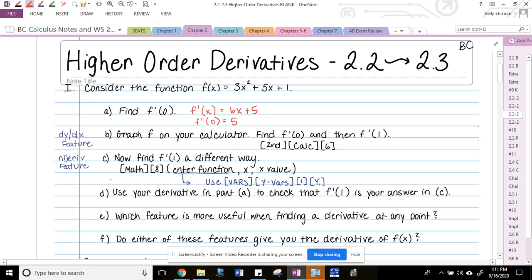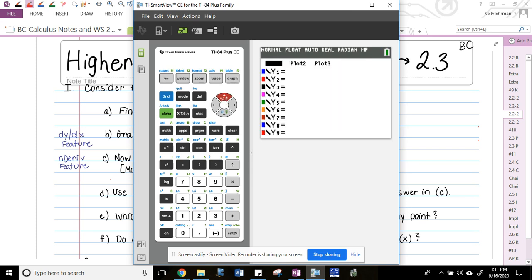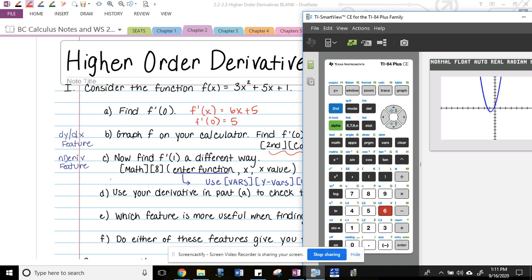Now graph f on your calculator, find f prime of 0 and then f prime of 1. And to do this, you can see the calculator commands. All right, so if you're in stats, turn off your plots, so we're plotting f of x, not f prime. 3x squared plus 5x plus 1. We want to find the derivative at 0 and the derivative at 1.